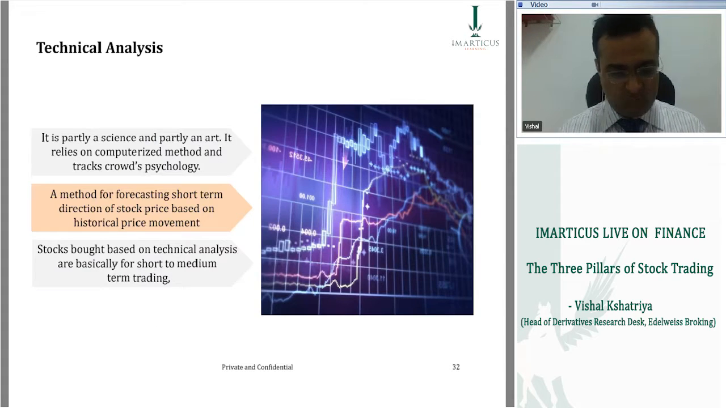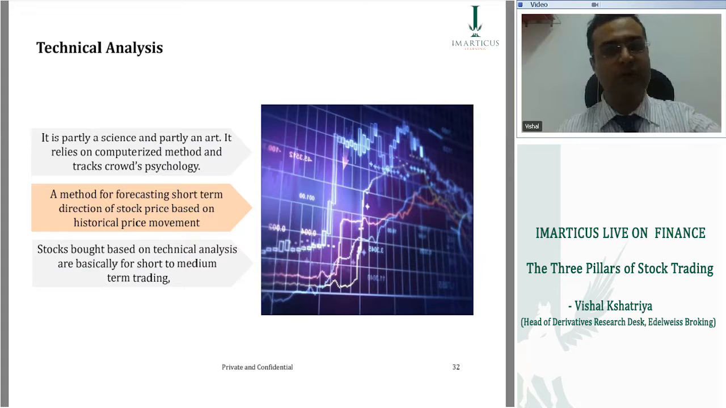Technical analysis. What is technical analysis? Very few of you might know it. Let me tell you, technical analysis is partly a science and partly an art. It relies on a computerized method to track crowd psychology. Now, this is a very bookish definition. In simple, layman's language, technical analysis tries to forecast the stock price for the short term. So today, ICICI Bank is 250.